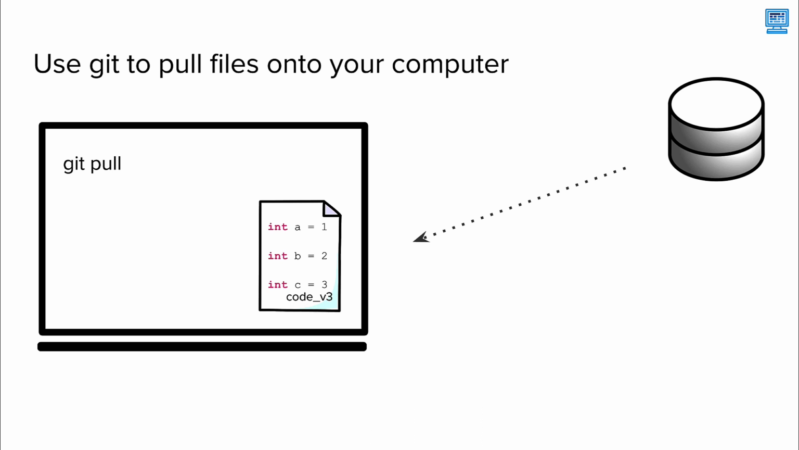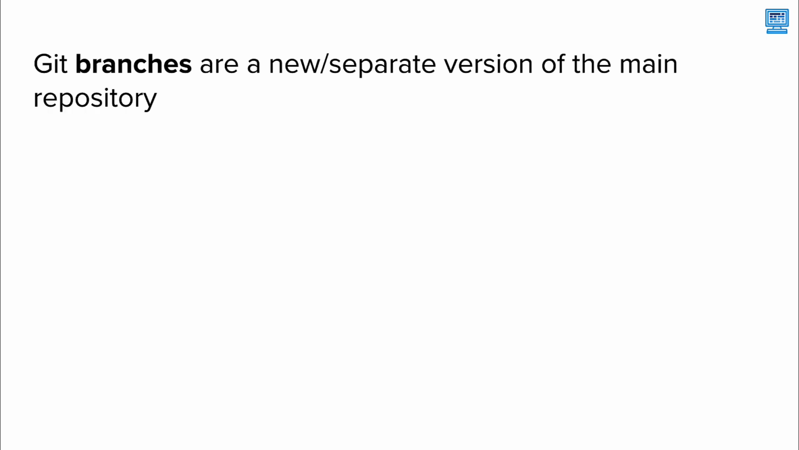In order to help avoid this, Git has what it calls branches. Git branches are new or separate versions of the main repository. Branches allow you to branch off of the current code and work on features independently.